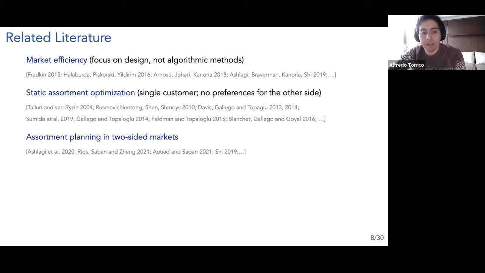Finally, there is a new line of research related to assortment planning in two-sided markets. I will explain the sequential matching market that was proposed by Ashlagi and others in 2020, but also recently Rios, Savan, and Jeng in 2021 have studied a model for dating platforms, and recently also Awad and Savan have studied some online version of this problem.